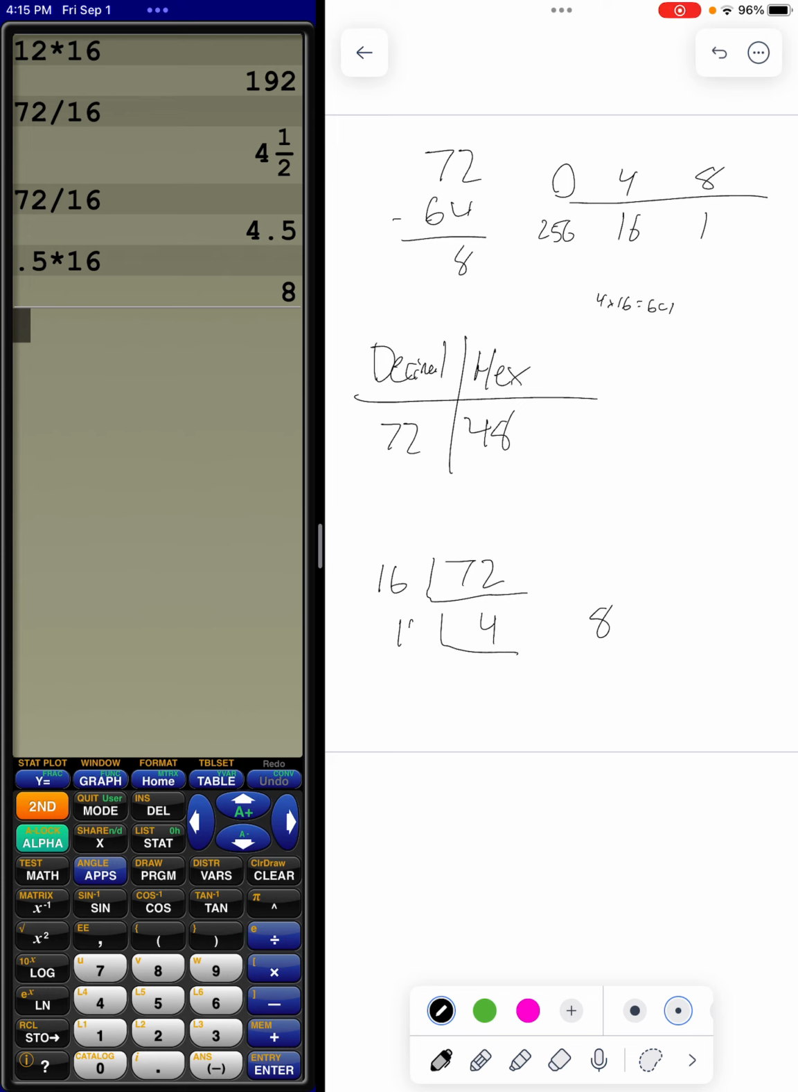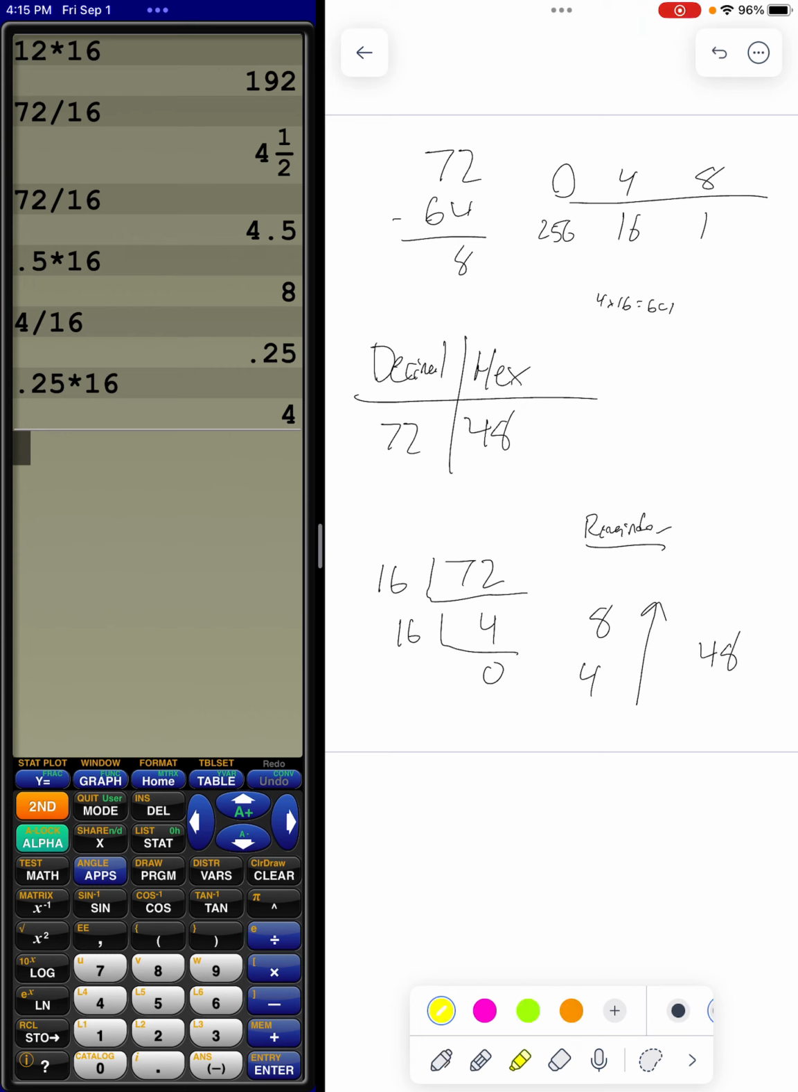We do 4 over 16. And if I do 4 over 16, it's 0.25. So my quotient is 0 and my remainder is 0.25. 0.25 times 16 is 4. And so I write that remainder over here. And then I read that upwards. So this number upwards is 4/8. And look at that. 4/8 is the same thing we found when we did it longhand.